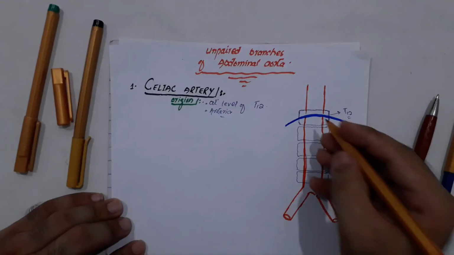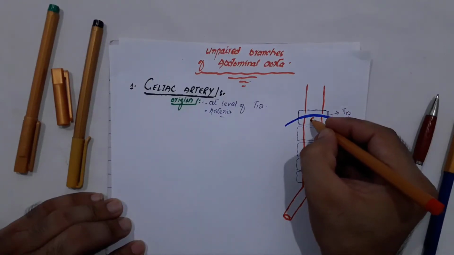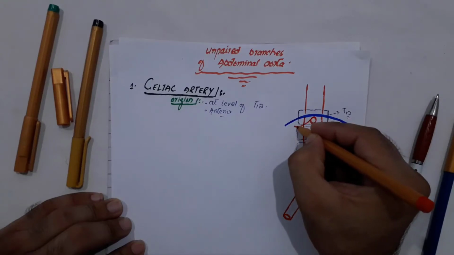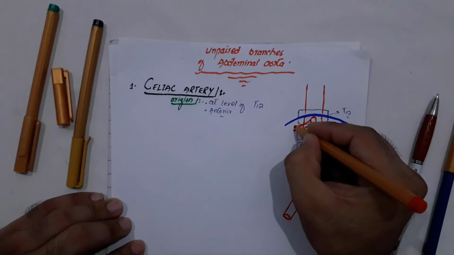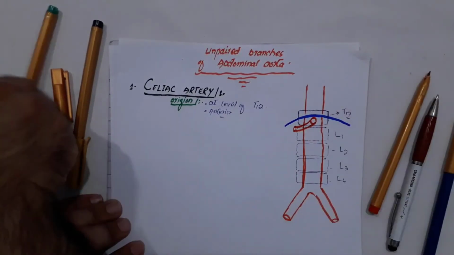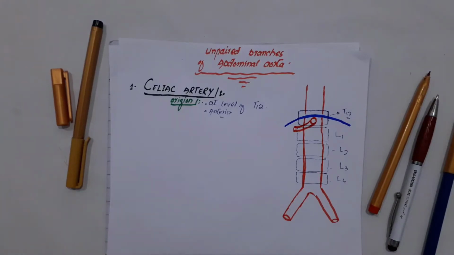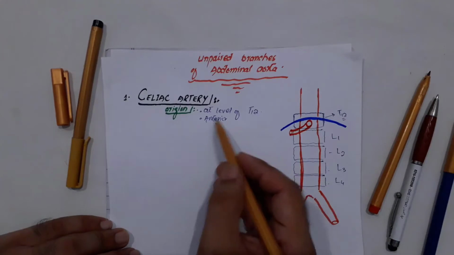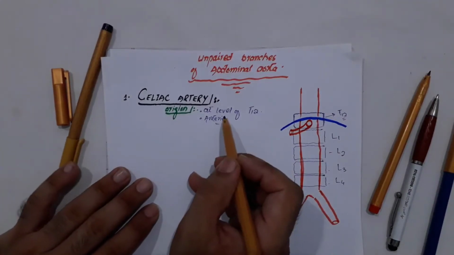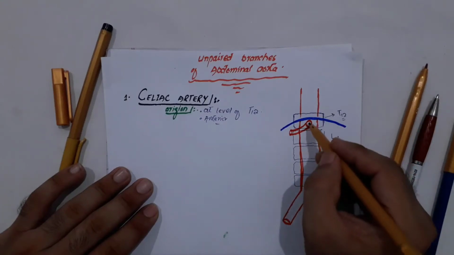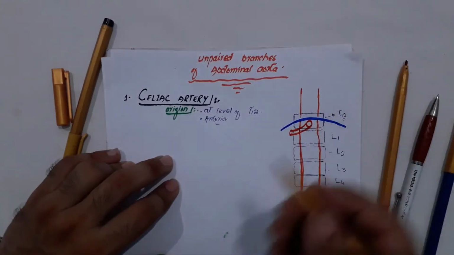Let me draw it here. This big artery which arises is called the celiac trunk or celiac artery. This is the first unpaired branch, the big branch which arises from the abdominal aorta. What is its origin point? You can see here, this level is the level of T12. So it arises at the level of T12.